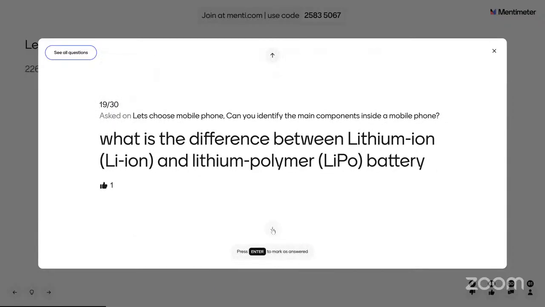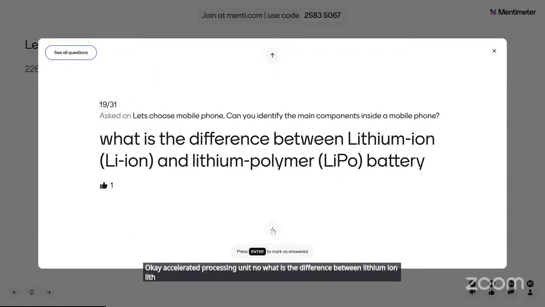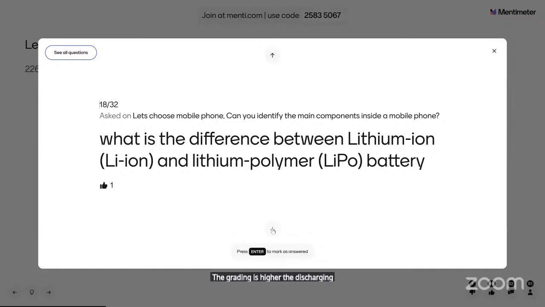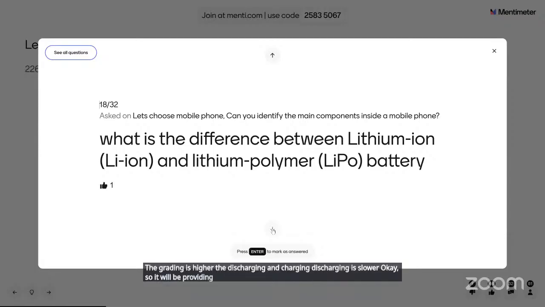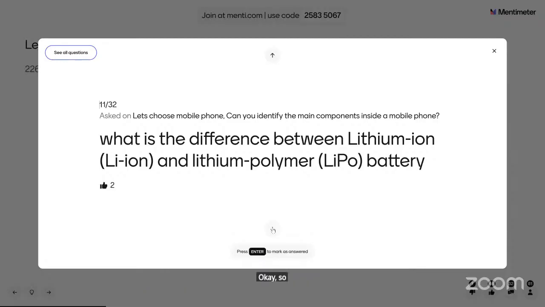What is the difference between lithium ion and lithium polymer battery? Yeah, the chemical composition is different in lithium ion and lithium polymer. Nowadays, LiPo batteries are mostly used. In EV vehicles, we are using lithium polymer batteries. The grading is higher, the discharging is slower, so it will provide a longer duration as compared to lithium ion batteries. So basically only the composition is changed.